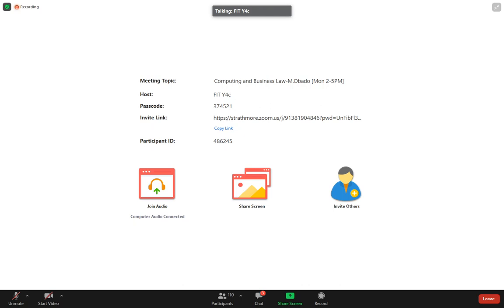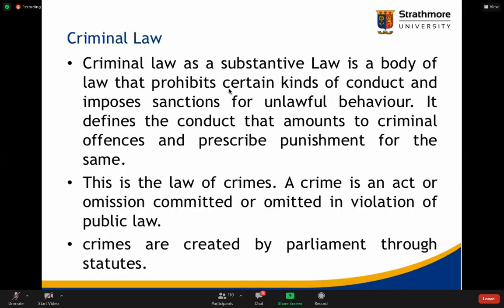You can imagine how people usually use that word, that you're engaging in criminal activities. So yeah, you have an idea. I've seen your contribution in the chat. A body of law that prohibits certain kinds of conduct and imposes sanctions for unlawful behavior. That is criminal law. It defines the conduct that amounts to a criminal offense.